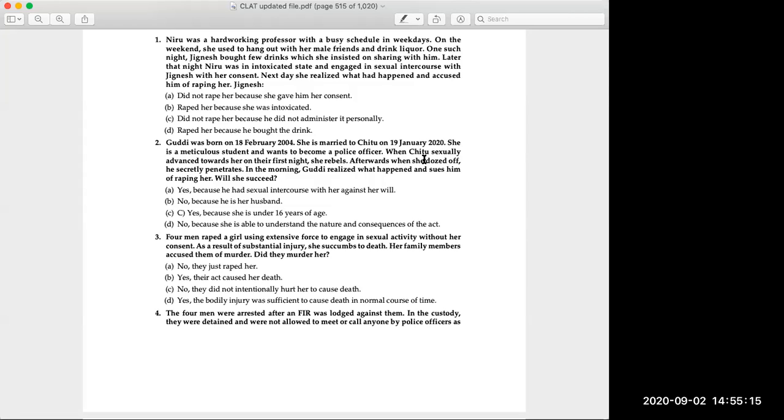Jignesh, so the answer would be C. He did not rape her because he did not administer it personally. It is clearly mentioned in the question first that she was the one who insisted on taking the drinks, and it is mentioned in the third point, with her consent, even though at the time of giving such consent she was in an intoxicated state. So from these 2 points we can draw an inference that she was the one who insisted on getting intoxicated, and now she can't just blame Jignesh for raping her.